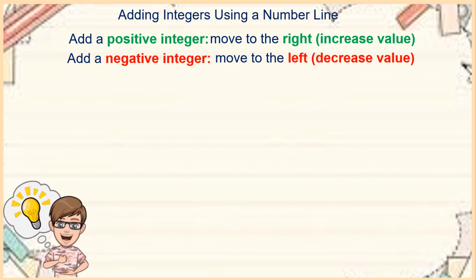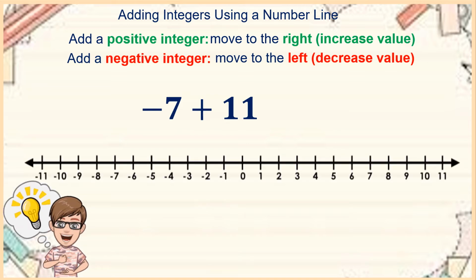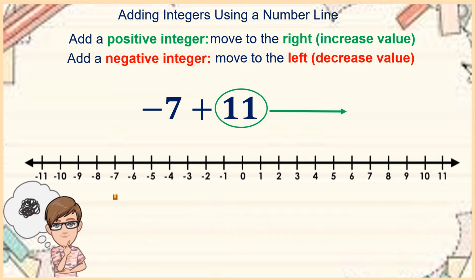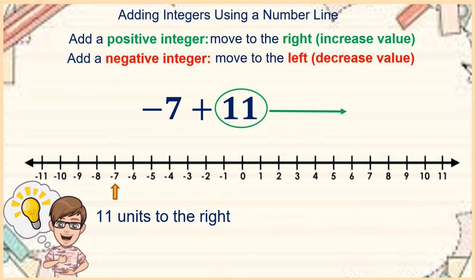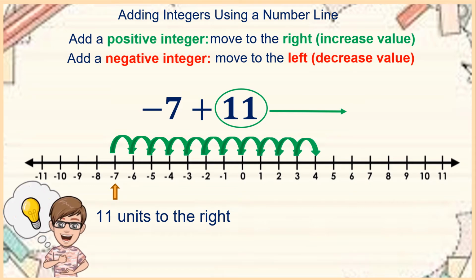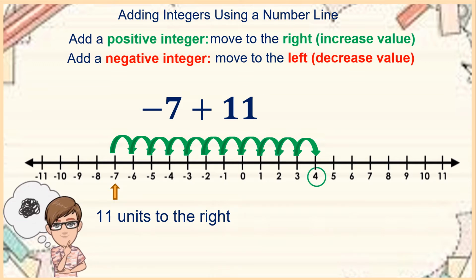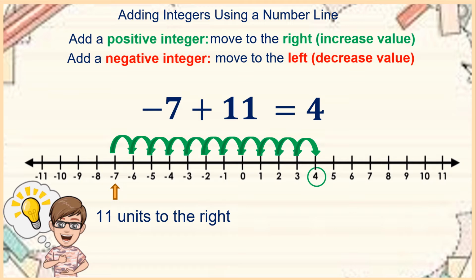Now let us have the last example under number line. Supposing we have negative 7 plus 11. Since we are adding a positive number, we are going to move to the right of the number line. Starting at negative 7, we are going to move 11 units to the right. Let us do it. 1, 2, 3, 4, 5, 6, 7, 8, 9, 10, 11. At what number did we end? Correct, it is at positive 4. So therefore, what is negative 7 plus 11? Correct, it is equal to positive 4.